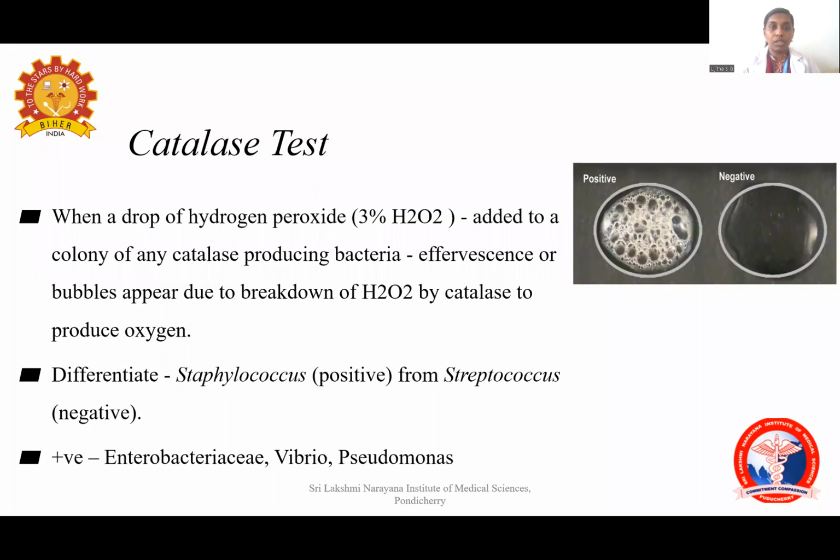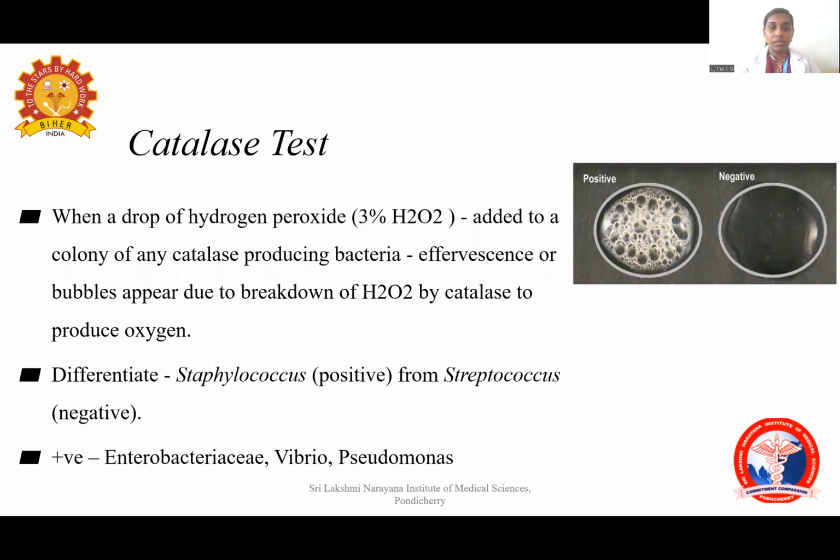So we are going to individual biochemical test. First one is catalase test. So catalase test, it is done to identify the presence of catalase enzyme in the bacteria. If the catalase enzyme is present in the bacteria, the test will be positive. So to perform this test, we use 3% hydrogen peroxide.